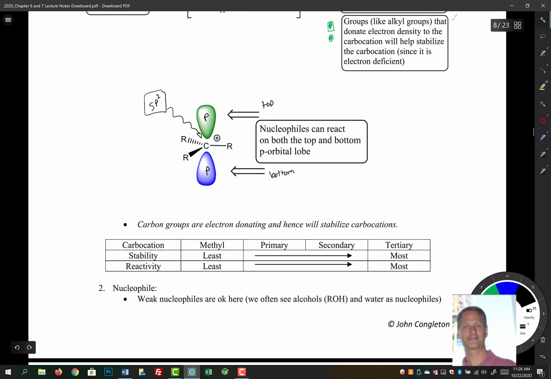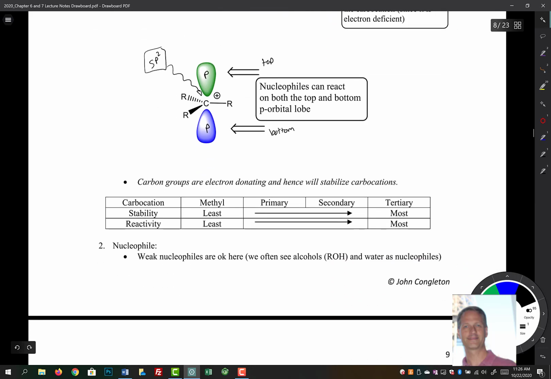Now, just as a reminder here too for you guys, remember, as far as carbocation stability goes, methyl is the least stable, and therefore for Sn1, it's the least reactive. Tertiary is the most stable, right? Because it has 3 R groups there. And because of that, it ends up being the most reactive for us too.